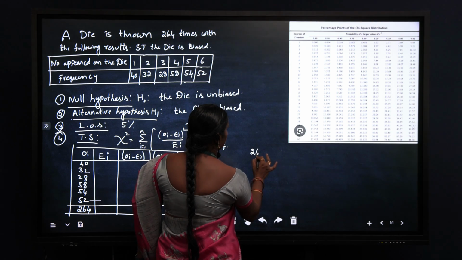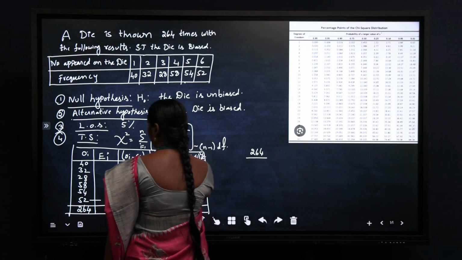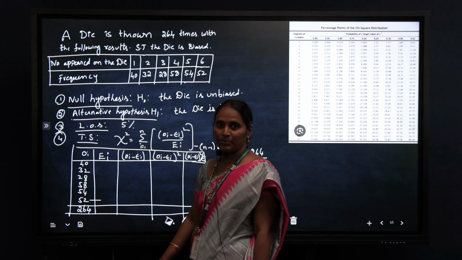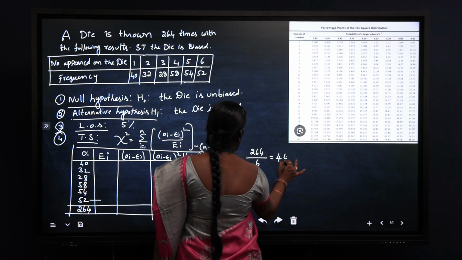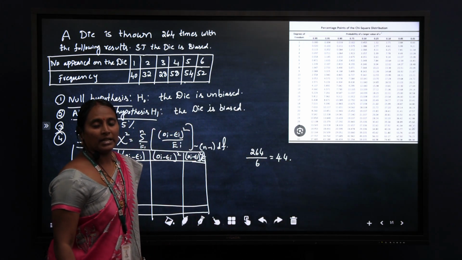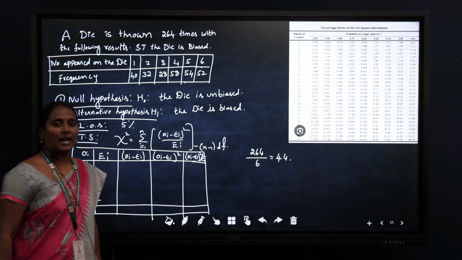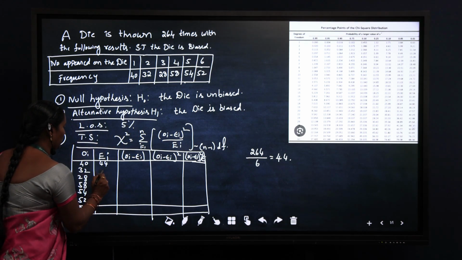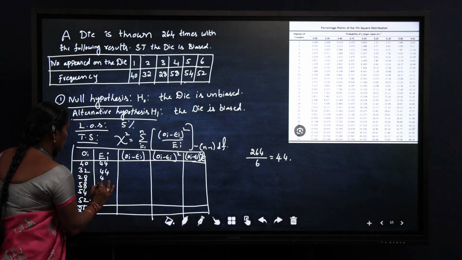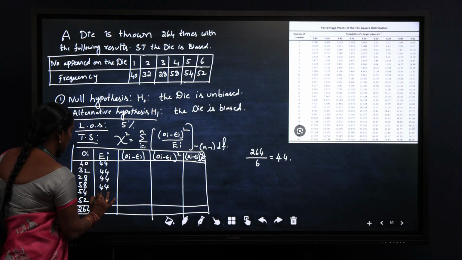The total observations are 264, divided by how many observations we have: 6 observations. So 264 by 6 is 44. Each expected frequency, each Ei value, will be only 44. So the expected frequency of each of these observations will be 44 only.